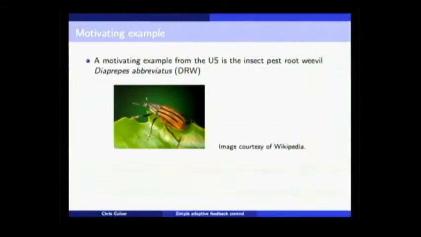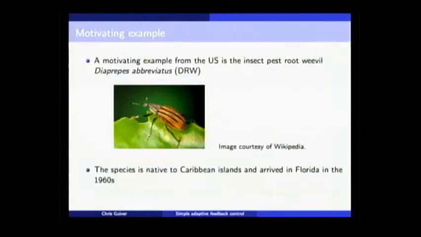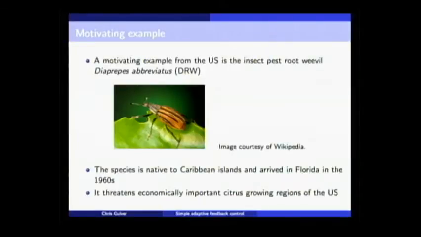The motivating example, time for another picture, comes from our ecologists in the US who are concerned about this weevil. I won't try and pronounce the Latin. This weevil is native to the Caribbean islands, and by accidental transport, it was brought to the United States in the 1960s. And it is a citrus pest. It eats lemon and lime and orange and things. And so this is an economically important pest in southeast United States. So natural question is, I'd like to control it. I would like to sort of deal with this pest.